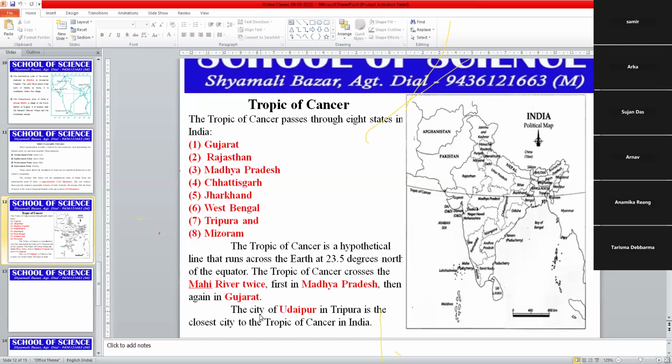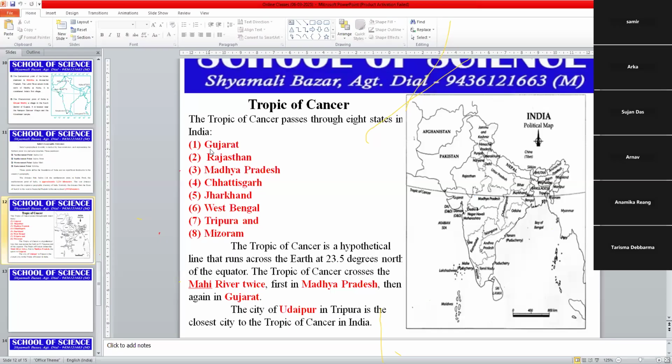Now, a very interesting point that you may not know: the city of Udaipur in Tripura is the closest city to the Tropic of Cancer in India. This is a very remarkable point. Very, very important. The question is, which city in India is the closest city to the Tropic of Cancer? The answer is the city of Udaipur. The city of Udaipur in Tripura is the closest city to the Tropic of Cancer in India. So I repeat once again.